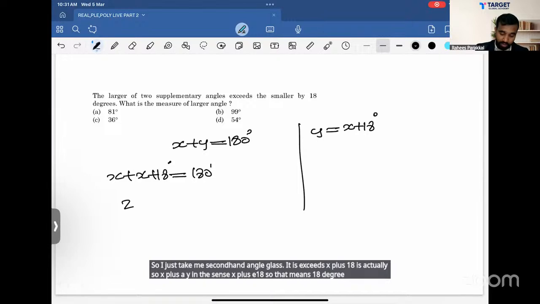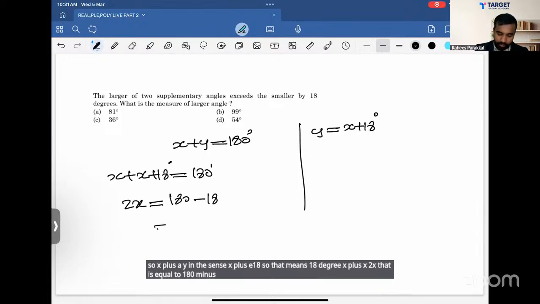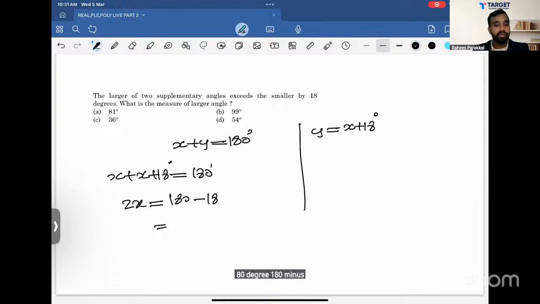X plus x, 2x, that is equal to 180 minus 18 degree. So that means what?